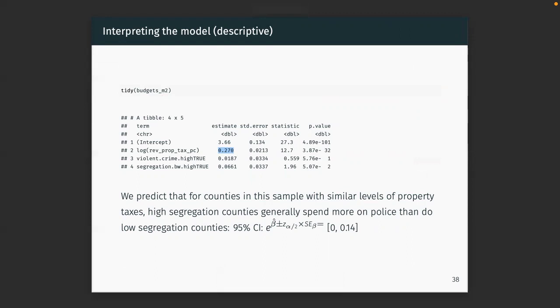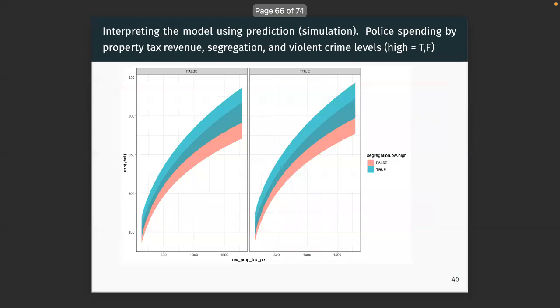What's a 1 increase on log property tax revenue? I'm not clear if that's big or small based on this, but when I translate it to the scale of the outcome itself, it actually looks quite large. It looks like it's a big positive effect, big positive relationship.